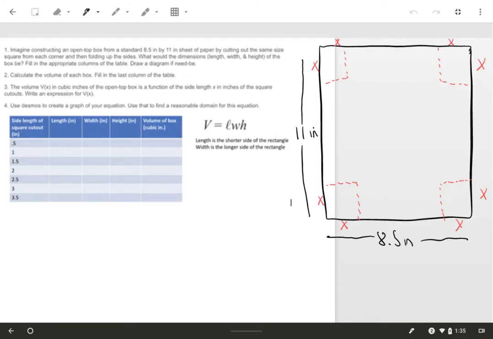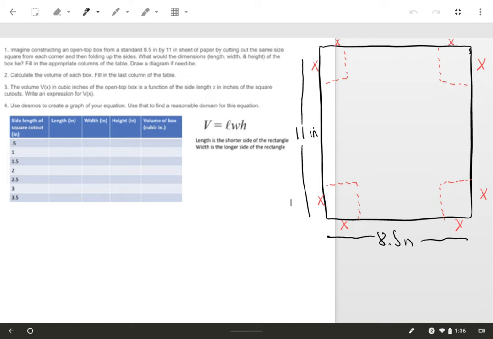So imagine constructing an open top box from a standard 8.5-inch by 11-inch piece of paper by cutting out the same size square from each corner and then folding up the sides. What would the dimensions, length, width, and height of the box be? Fill in the appropriate columns of the table. Draw a diagram if need be. So a standard piece of paper is 8.5 inches length by 11 inches width. And notice I put that in here. I drew a rectangle. Obviously, a piece of paper is rectangular. So the length is 8.5. The width is 11 inches.